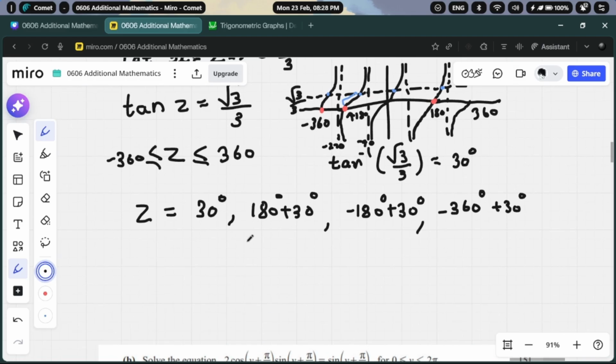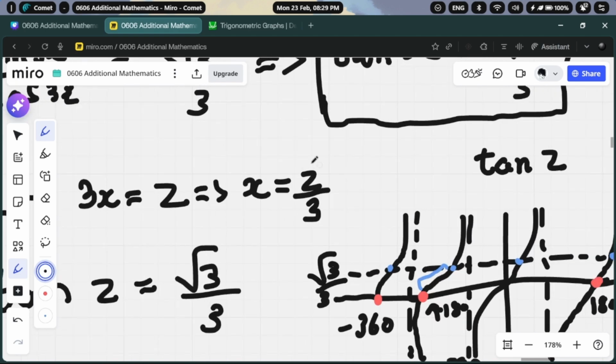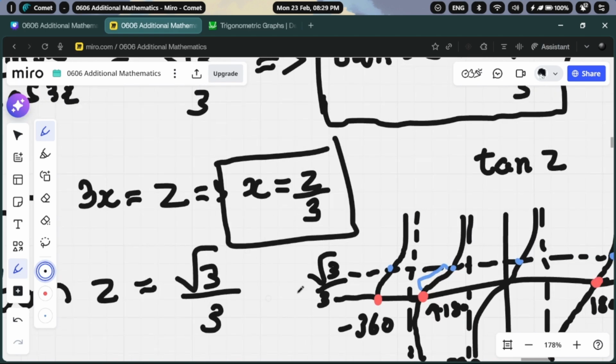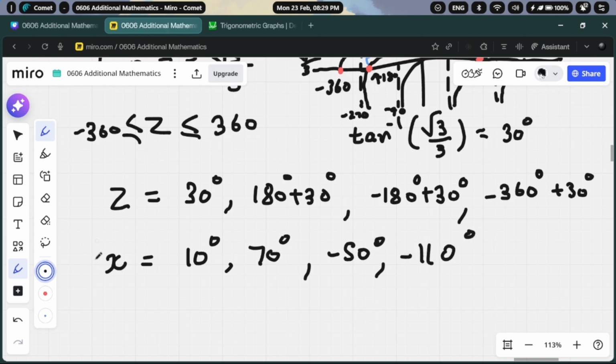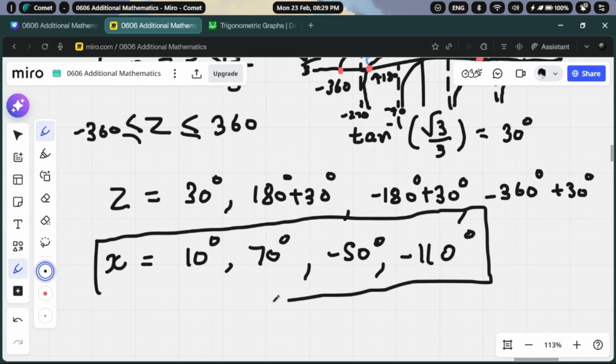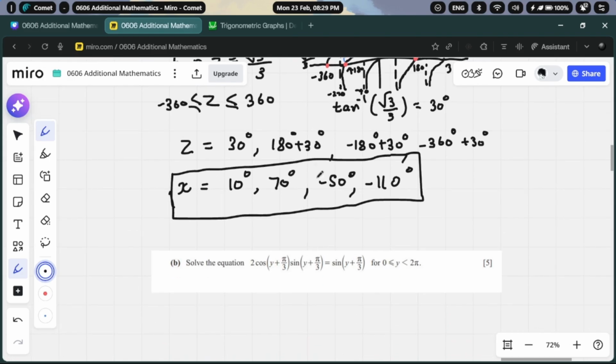Now this isn't the end of the answer, because like I talked about earlier, you divide all the values by 3. So you would actually get x is equal to 10 degrees, or it's equal to 180 plus 30 degrees, divided by 3, which would be 70 degrees. Then you have minus 180 plus 30 degrees, which would be minus 50 degrees. Then you have minus 330 over 3, so that's minus 110 degrees. So these are all the possible values in the given domain for x.